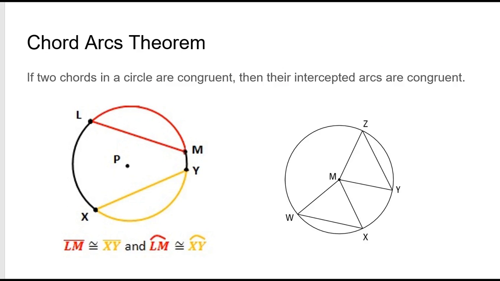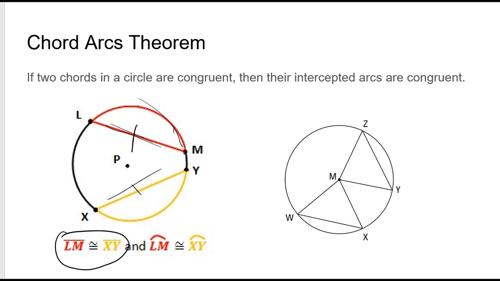The other one I want to talk about is the chord arc theorem. If two chords, so remember, chords are these lines right here, so that's a chord and that's a chord, if they are congruent, then their arcs are congruent. So just like right here, it says L to M is congruent to X to, so that means these lines are congruent. This is 5, that's 5, whatever it is. So that means these arc measurements are the same. This is 15 degrees, this is 15 degrees.